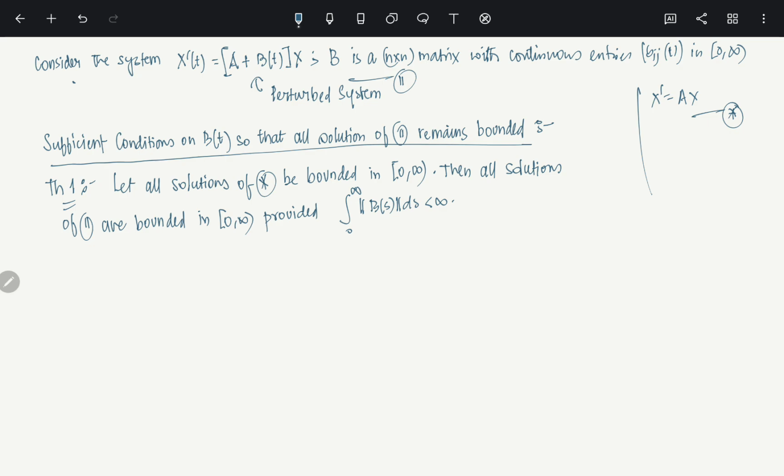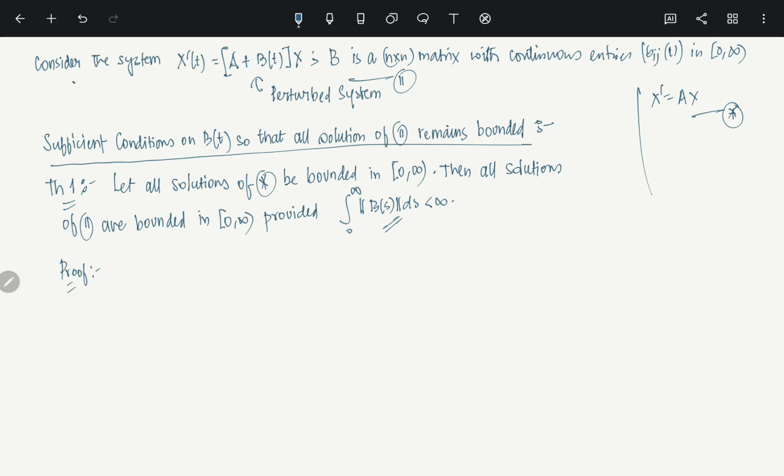What does the theorem say? The homogeneous problem has many solutions; once you put in an initial data, the solution is unique, but generally it has many. If you are interested in what happens to the solutions of the perturbed equation, you look at the homogeneous problem. If all its solutions are bounded, then all solutions of the perturbed equation are also bounded, provided the integral from 0 to infinity of the norm of b of s ds is finite. So let's look at the proof.